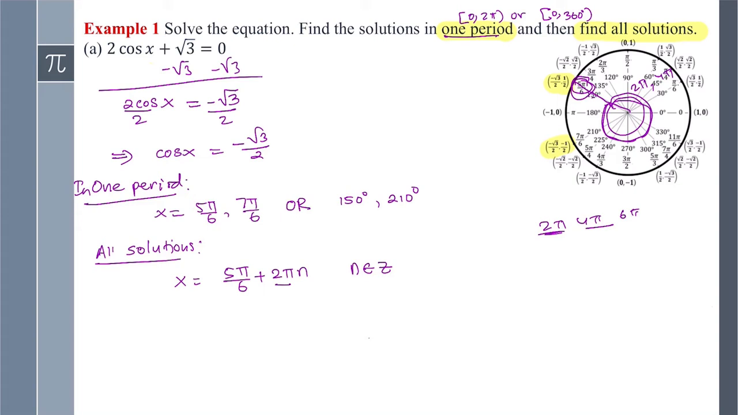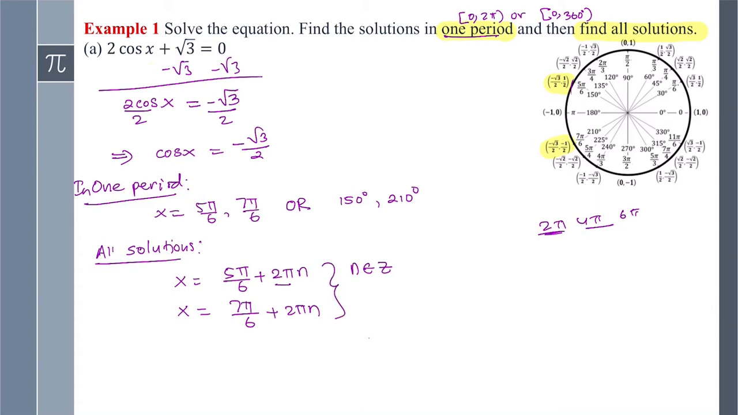Similarly, if I take n equals negative 1, then I'm going in the opposite direction, one round. If I take n equals negative 2, that is going around twice in the negative direction. In that way, we have infinitely many solutions of that form: 5 pi over 6 plus 2 pi n. Similarly, for the other angle, 7 pi over 6, we do the same thing: 7 pi over 6 plus 2 pi n, and n is an integer for both of these.